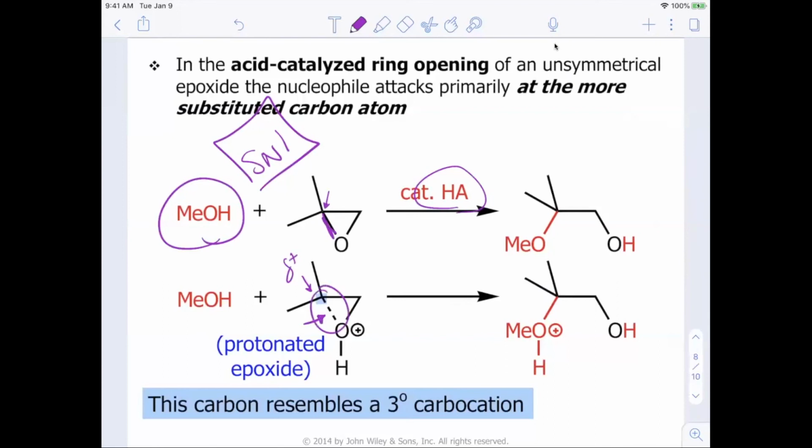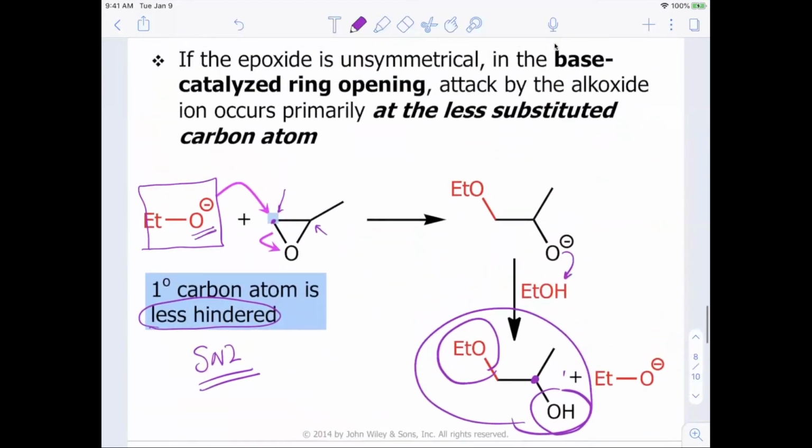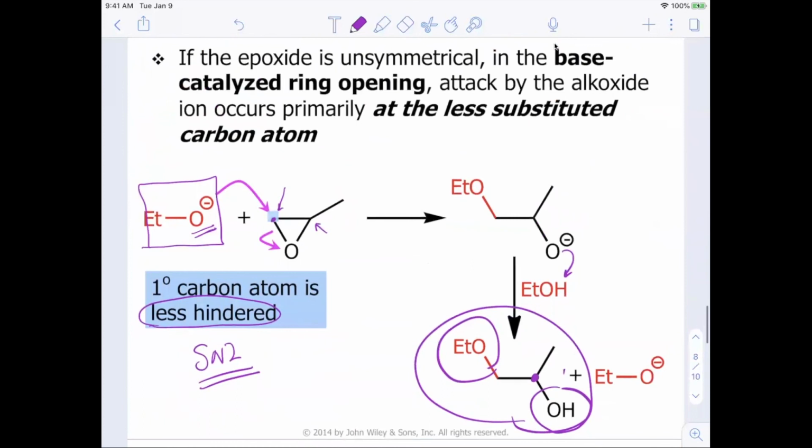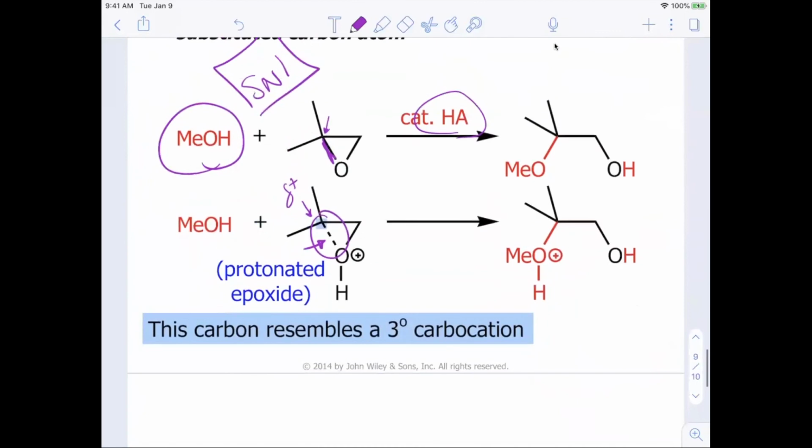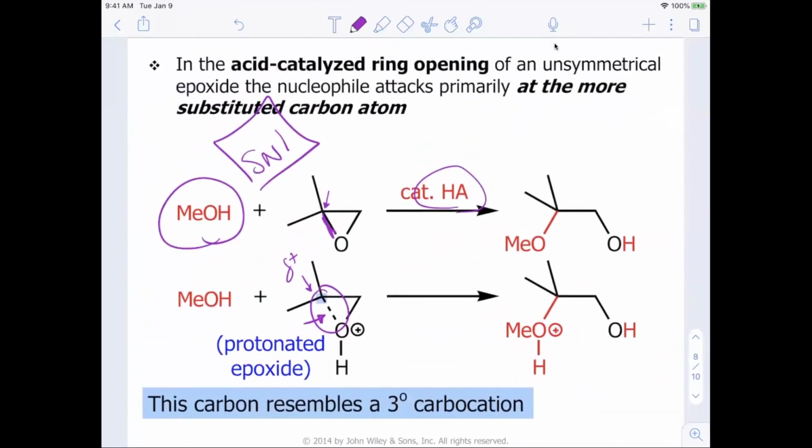Acid catalyzed, the nucleophile attaches to the carbon that has more substituents, so that we can think of that as an SN1 situation. We can think of that as a carbocation situation. And base catalyzed epoxide ring opening, that strong nucleophile acts more like an SN2 reaction, where we go to the carbon that has more room and we get that backside attack. So I think this is a nice review, thinking that we just finished the substitution chapter, that we have an example of an SN2 here with the base catalyzed epoxide ring opening, and we have an example of an SN1 with the acid catalyzed epoxide ring opening.